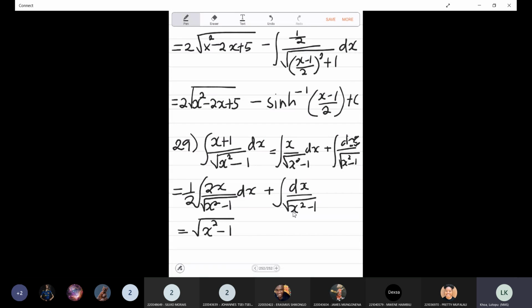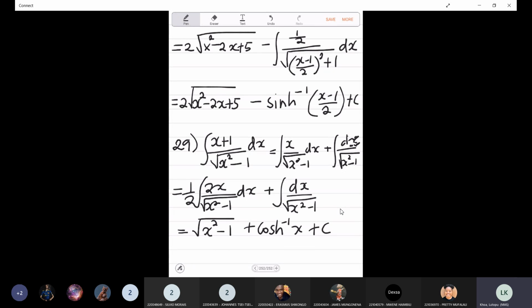Then this one here, the derivative of whatever it is you're squaring here is 1, which is there, so you don't need to add anything in the numerator. And we can just go ahead and integrate. When we integrate this, we have x squared minus 1, so that is the hyperbolic cos inverse. So we have hyperbolic cos inverse of x plus c. Okay, so that is how we would do that one.